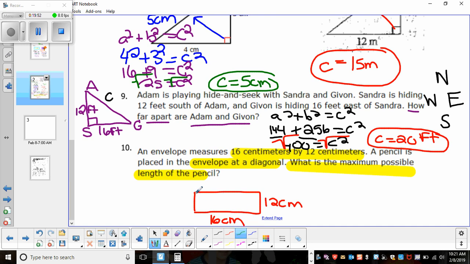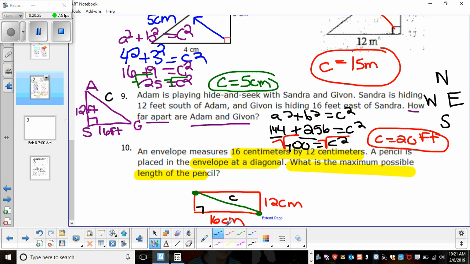So the diagonal, what a diagonal is, it's a line that goes from one vertex, which is the corner, to the opposite vertex. So these are both corners, and this diagonal goes from one vertex to the opposite vertex. And so what you can see here is that the diagonal essentially forms what we know as the hypotenuse, the longest side.